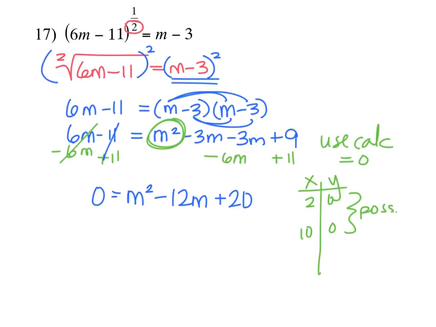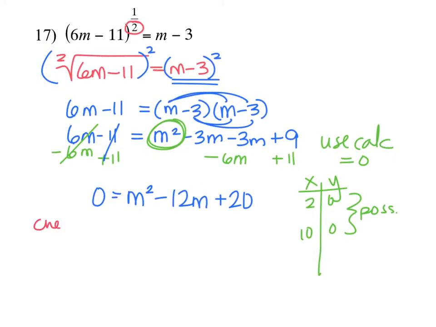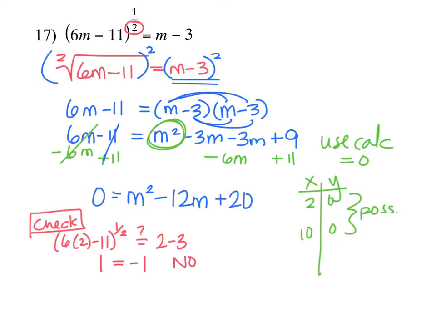So I'm going to plug back into my original equation. So let's check. We can check 2 first. And honestly, you can type that exactly like you see it, even with the 1/2 exponent. So in my calculator, I'm going to do 6 times 2 minus 11, all to the 1/2 power. And I want to know if that equals 2 minus 3. So I'm plugging 2 in both parts. When I do that, I'm going to get 1 and negative 1, and that is not true. So 1 does not equal negative 1. So that means 2 is not an answer.